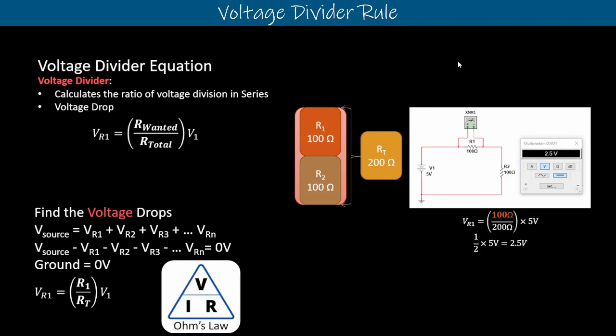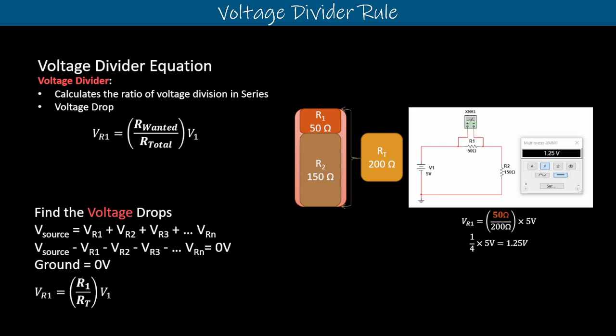Let's do one more here. This circuit has a different distribution. We have a same series circuit here where we have the 50 ohms and the 150 ohms in series with each other, so we'll add them together and that's going to give us our 200 ohms. We also expect that the smaller resistor is going to have less voltage drop than the larger resistor.